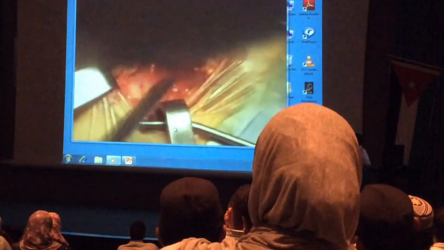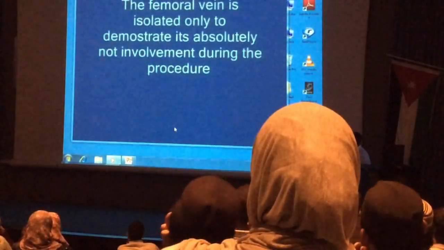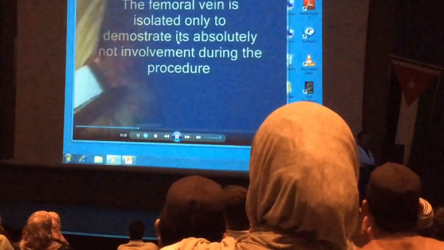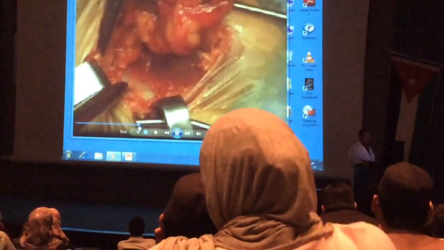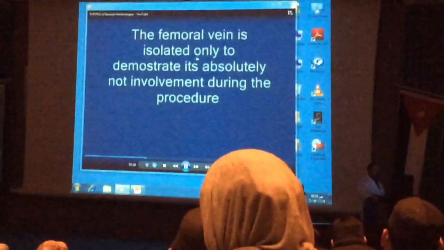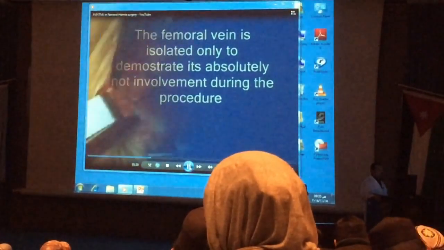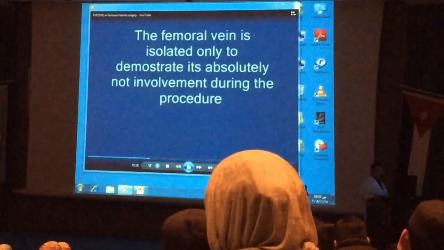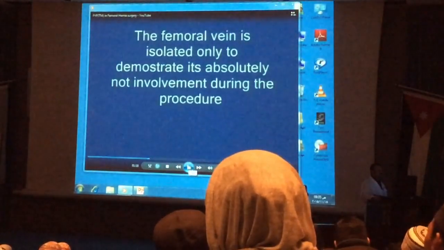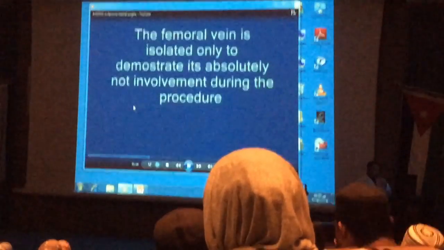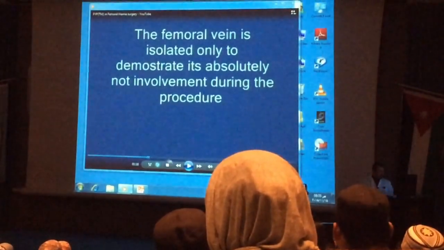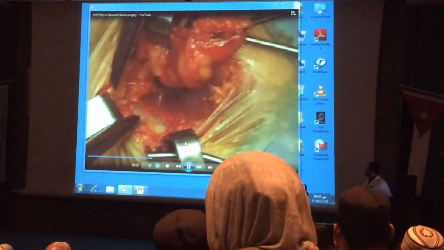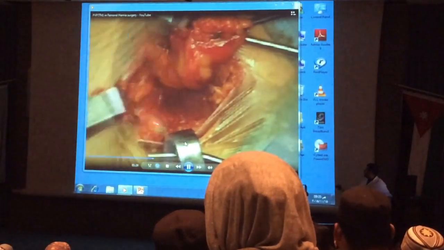Now, to prevent the herniation again, what he should do... The femoral vein is isolated here, very important, to demonstrate that it's absolutely not harmed or injured. So the femoral vein is isolated only to what? To demonstrate it has been absolutely not involved during the procedure. So there is no injury in the femoral vein. You want to make sure there is no bleeding. This is the femoral vein here.